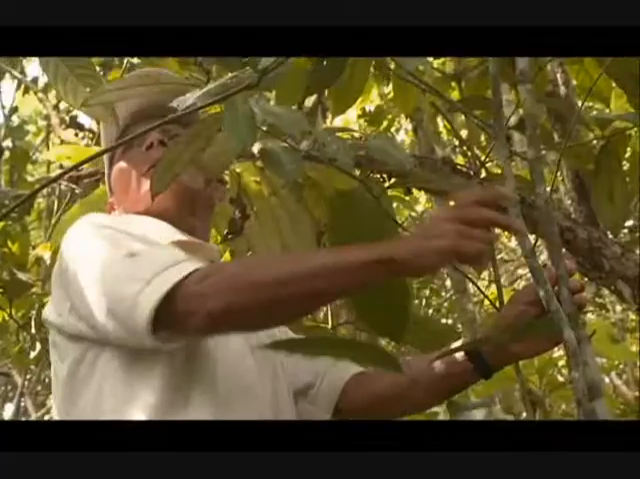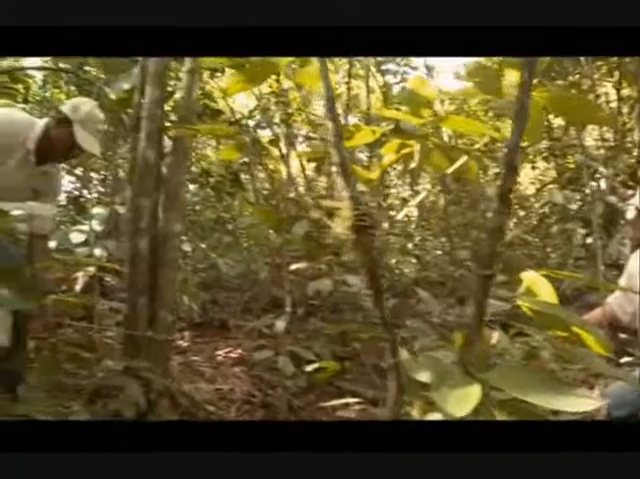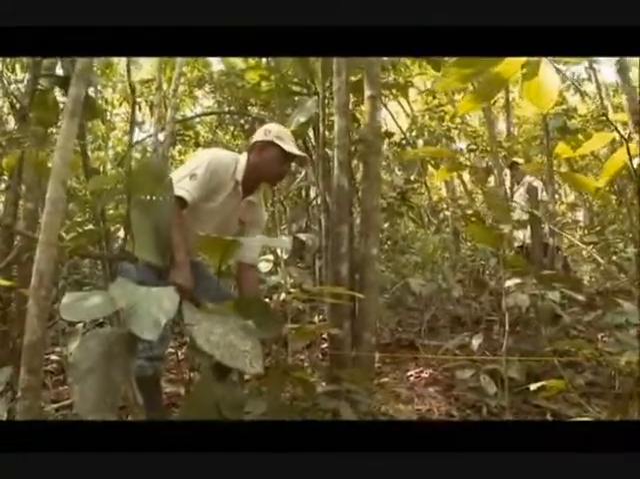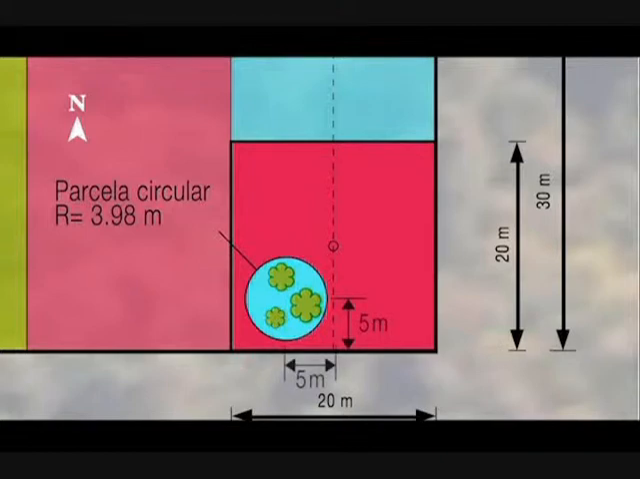0.3 meters high, and those that have a DAP measurement less than 10 centimeters, less than 5 centimeters for the Andean high mountain forest. The center of the circle is located 5 meters to the north and 5 meters to the west of the starting point, the central lane of Strip 1.